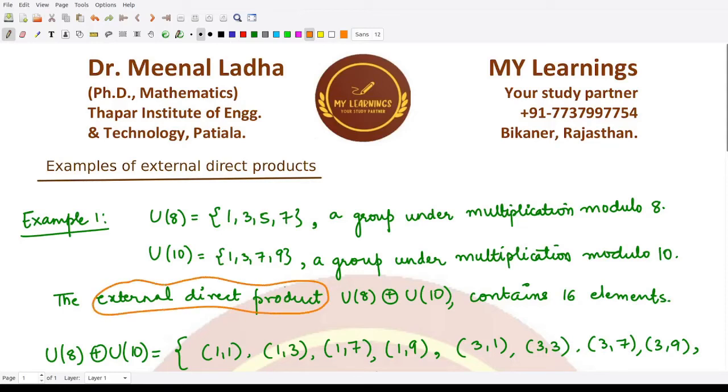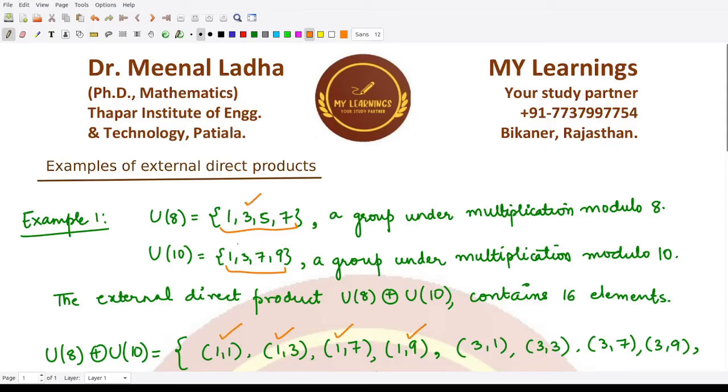Now using these two groups, we want to calculate and write down the external direct product U8 with U10. How many elements does it contain? There are 4 elements in the first group and 4 in the second group. If we take the first element as 1, then we may have 4 elements: 1 with 1, 1 with 3, 1 with 7, 1 with 9.